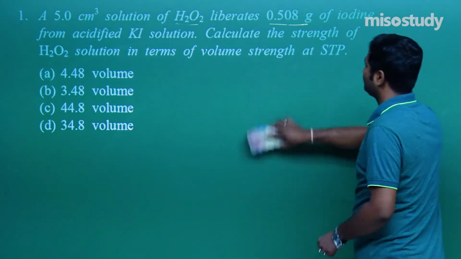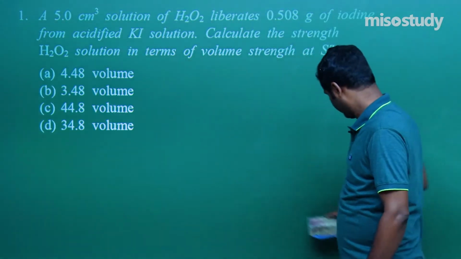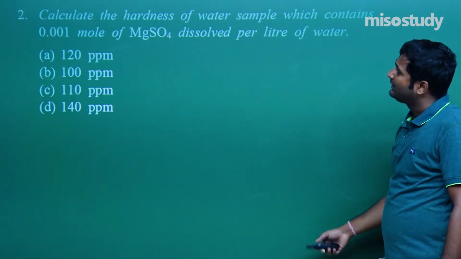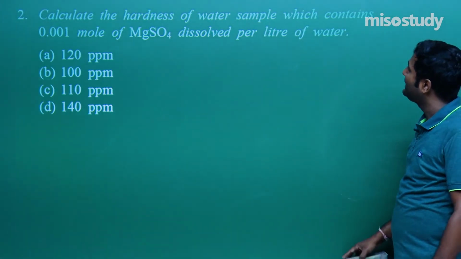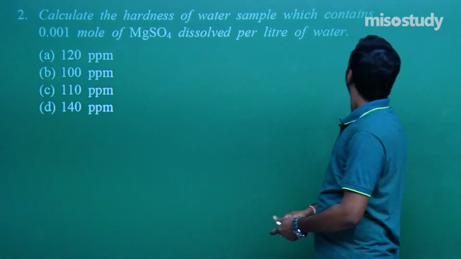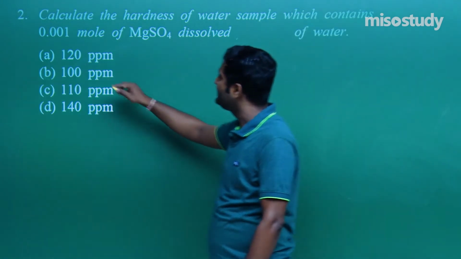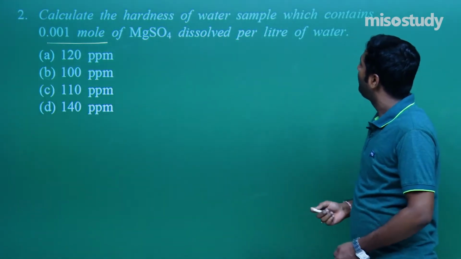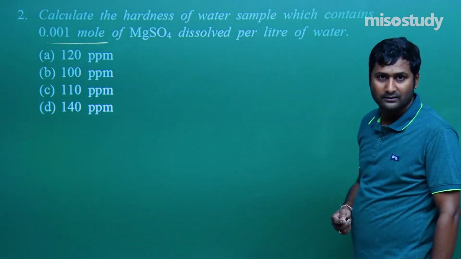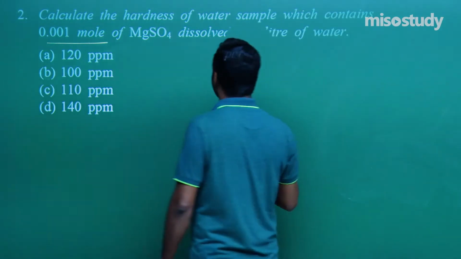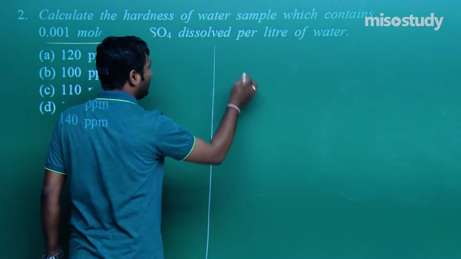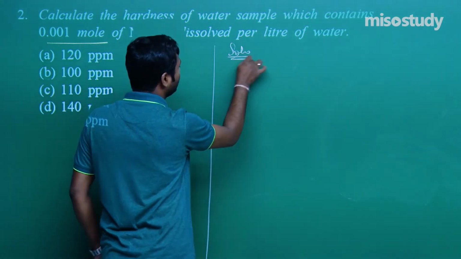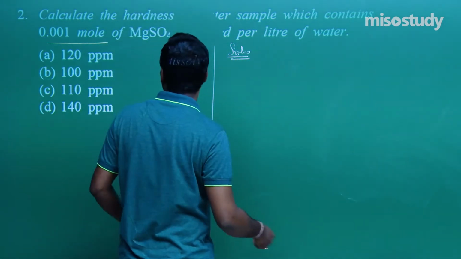Now, the next question. Calculate the hardness of water sample which contains 0.001 mole of MgSO4 dissolved per liter of water. Clear? Now, how to solve? Read the question. Now, we are going to solve the question. Look at it again, this one is a calculative type.